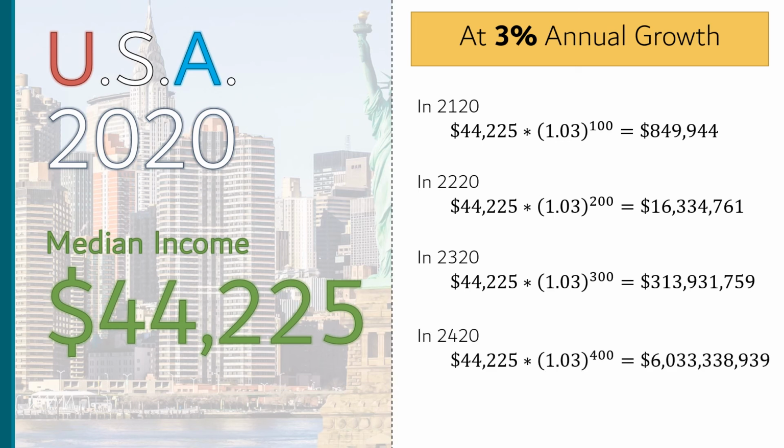But let's look at 2420. After 400 years of modest, achievable economic growth, the median income will be over $6 billion. This will mean the median income earner, your regular middle-class folks, will be living better than the very wealthiest people alive today.